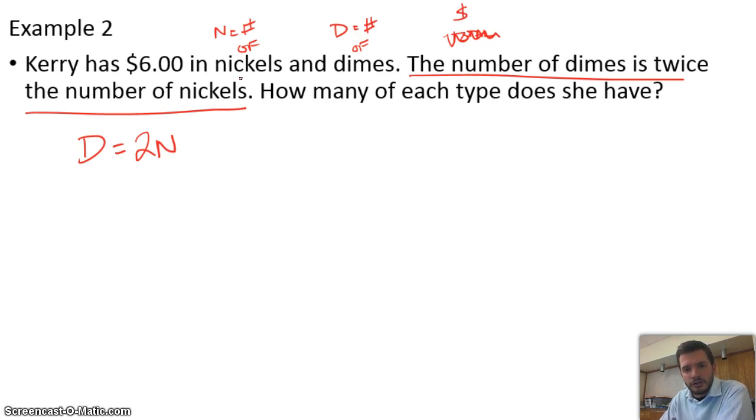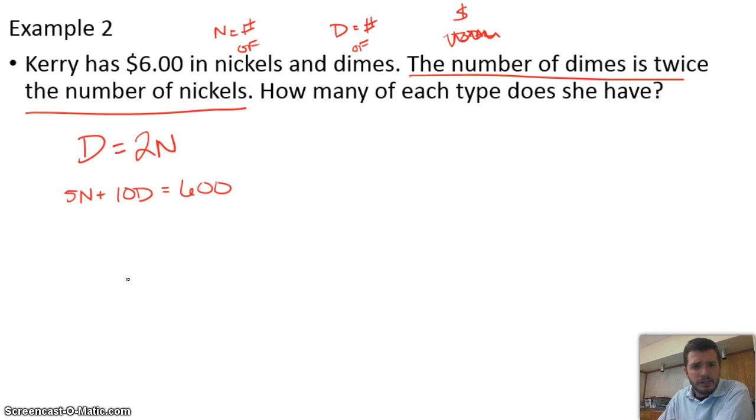So again, a nickel is worth 5 cents. And this one, guys, I'm going to write without the decimals, so be really, really careful. I'm going to pretend like I've already multiplied by 100. So it's going to be 5N plus 10D equals, be really careful here, guys, it should be 600.